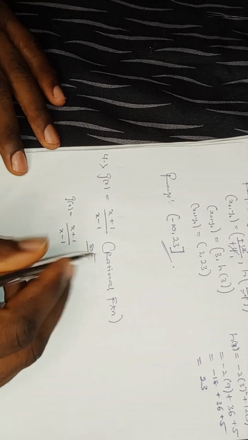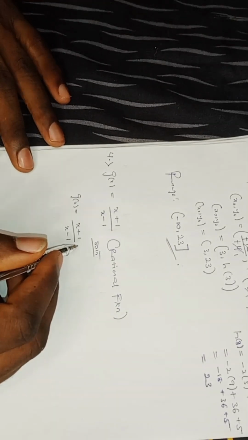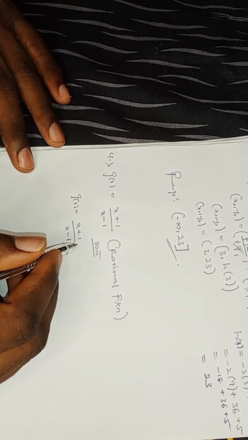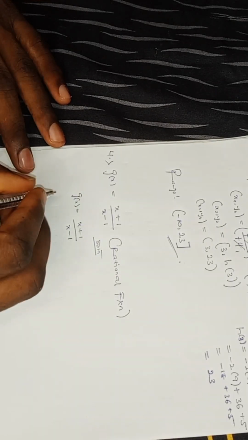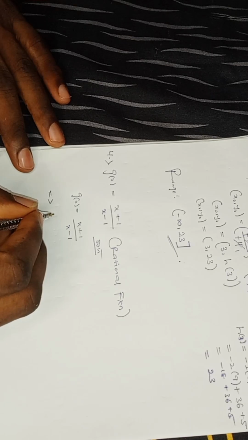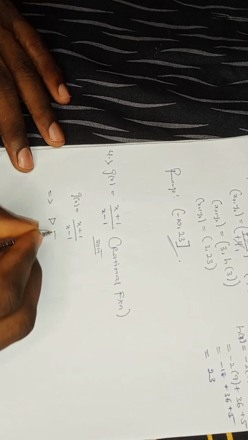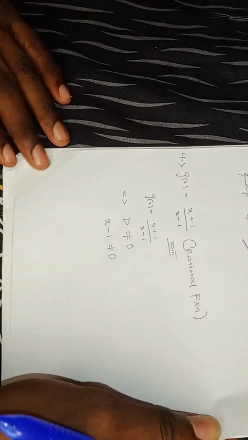For rational functions, they are more like fractions. We don't want the denominator to be 0. We don't want the denominator to be what? 0. So what do we do? First thing to do is to say that our denominator cannot be equal to 0. Our denominator d cannot be equal to 0. So what's my denominator? My denominator is x minus 1. It cannot be equal to 0.